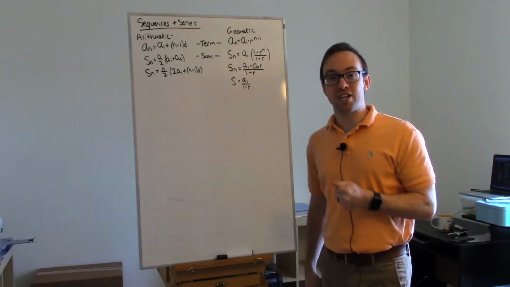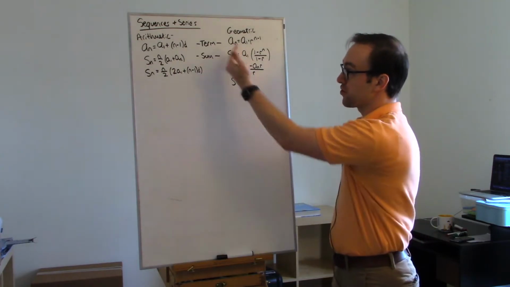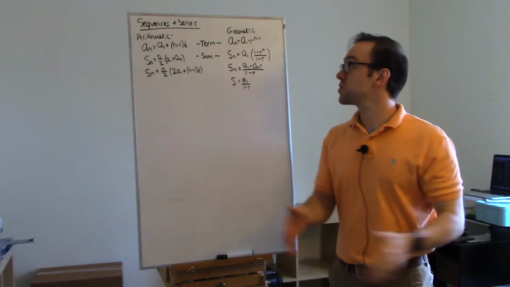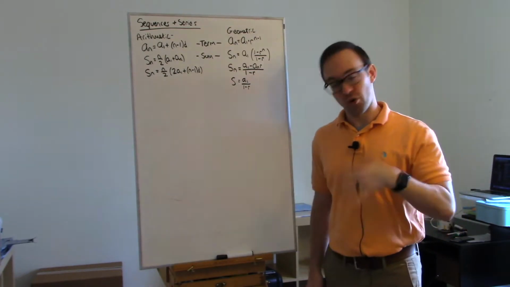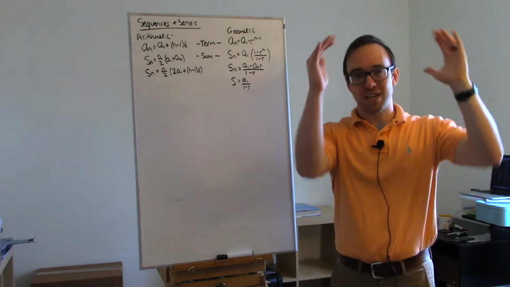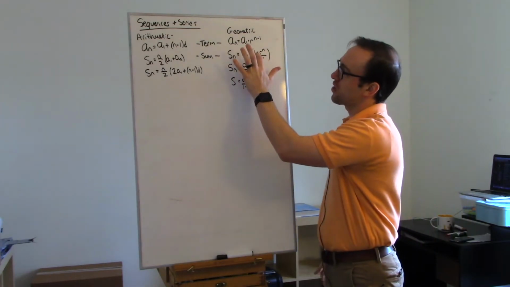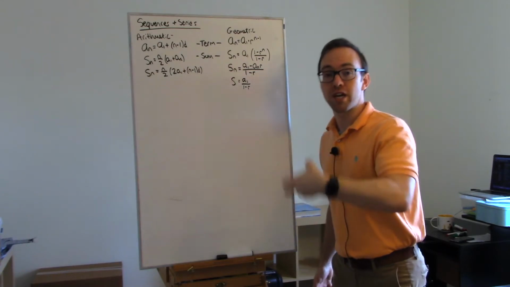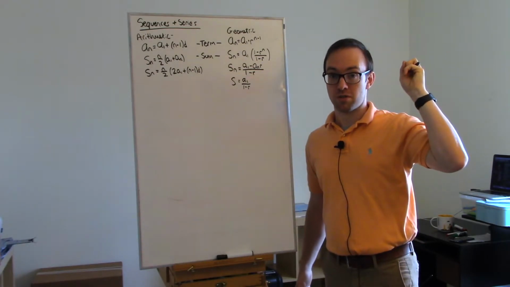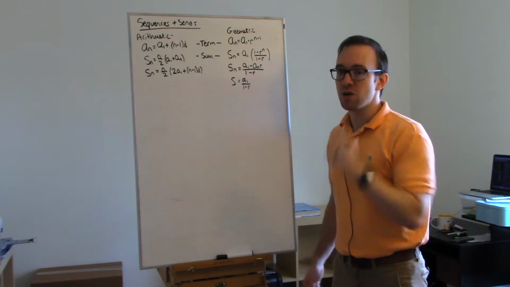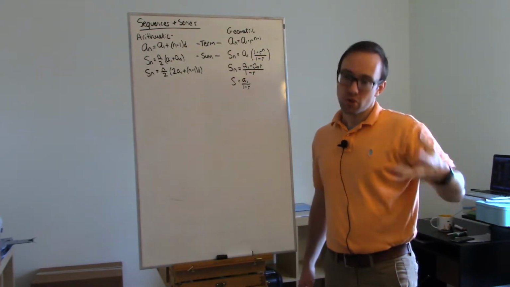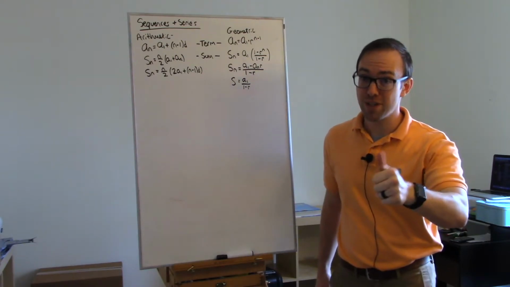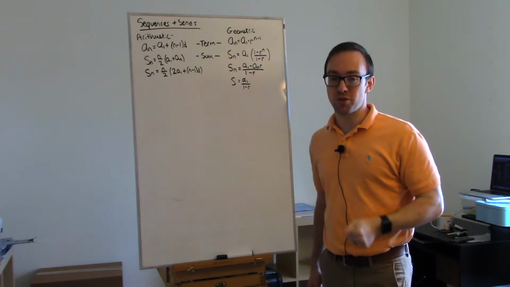The sum for a geometric sequence. The formulas for the sum. S of n, or the sum of so many terms, equals a of 1, or your first term, times, and then in parentheses, on top, 1 minus r to the n, 1 minus your common ratio to the number of terms, divided by 1 minus r, or your common ratio. This is a great formula to use if you're given the first term, the common ratio, and the number of terms.